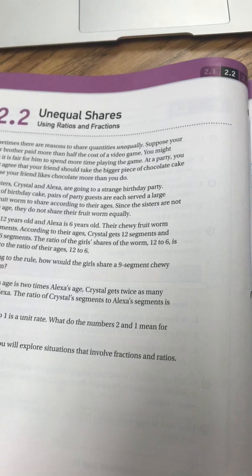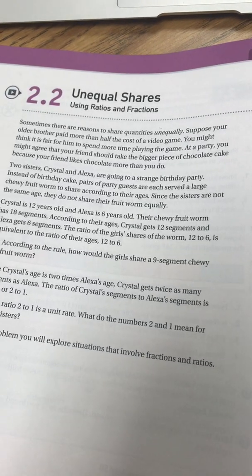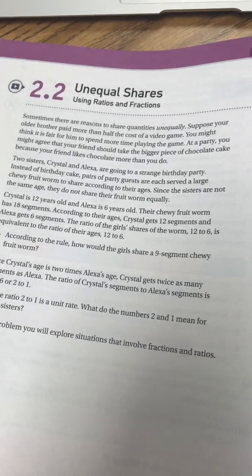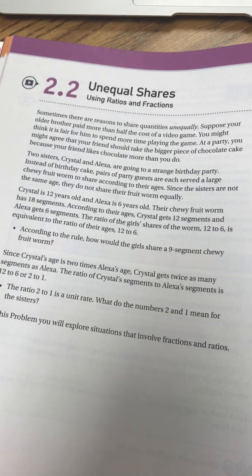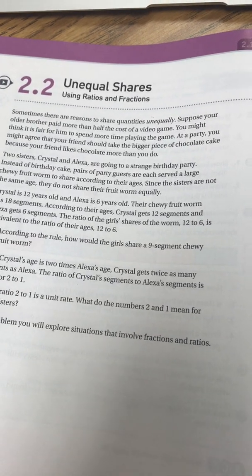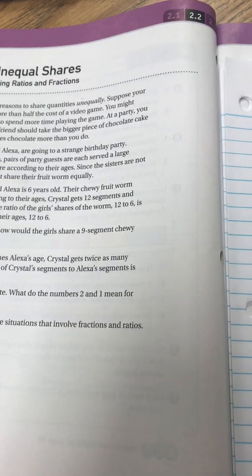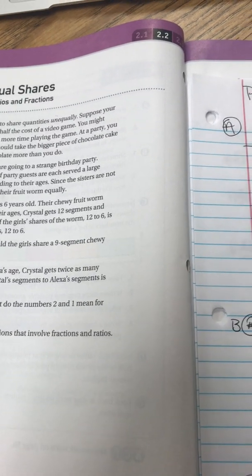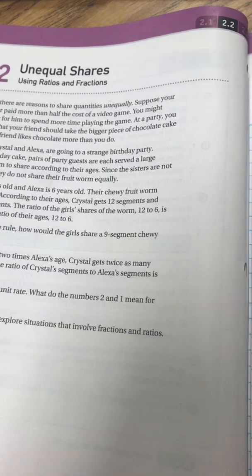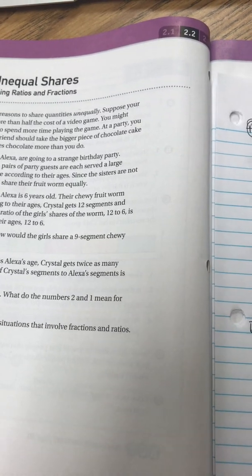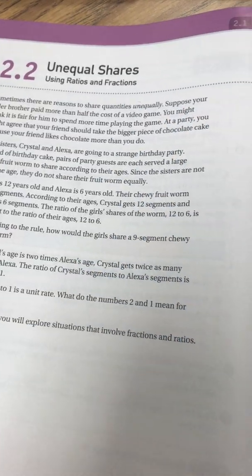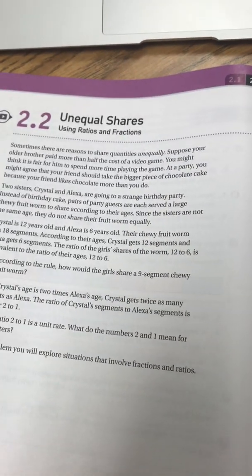They give us a scenario of Crystal and Alexa, the two sisters that go to a birthday party, and at this birthday party they eat gummy worms and they have to share the gummy worm instead of eating birthday cake like at a normal birthday party. So they get to share the gummy worm and eat amounts based on their age. Crystal is 12, Alexa is 6. So their gummy worm they're sharing is going to be a total of 18 segments. Make sure you're reading through this, and that's going to line that story out for you.